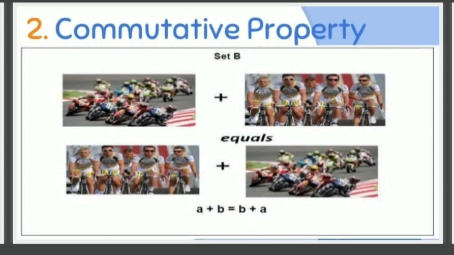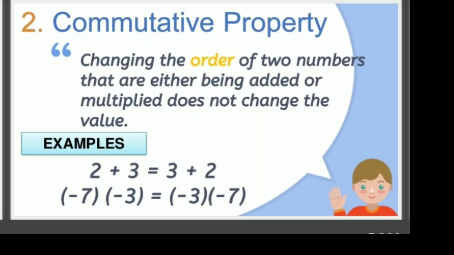See here, commutative property. We are adding some bike members to cycle members, and in reverse direction we are adding cycle members to bike members. The resultant will be the same. That means a plus b equals b plus a, both are the same. a is an integer, b is an integer. If you add two integers, a plus b, suppose 2 plus 3, how much? 5. 3 plus 2 is also 5. So a plus b equals b plus a.